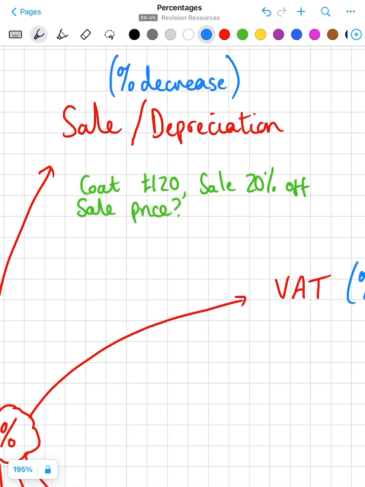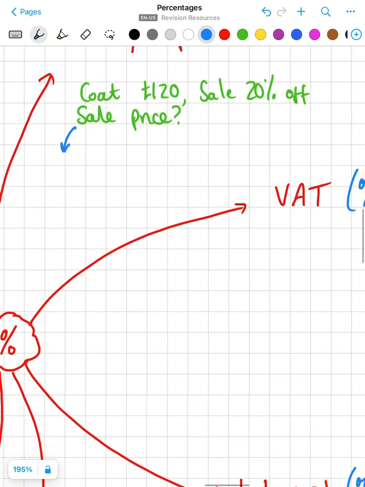Two different methods I'm going to show you. 1. Find 20%. 10% is 12, 20% is 24. So 120 minus £24, because in a sale you get that much money off, £96.